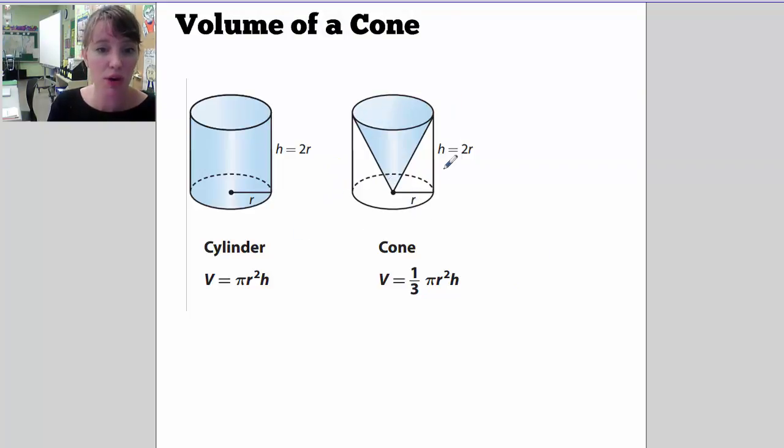So given a cone of the same height, we don't even need to label it. Given the same height, the volume of the cylinder is pi r squared h, and the volume of a cone is 1/3 pi r squared h. So it's 1/3 of what we already determined to be the volume of a cylinder. Now I want to talk about the volume of a sphere. And again, I'm going to have you watch a quick demonstration, then we're going to come back and talk about it.